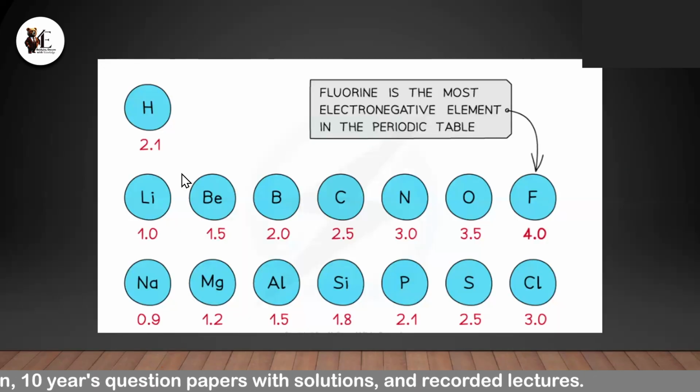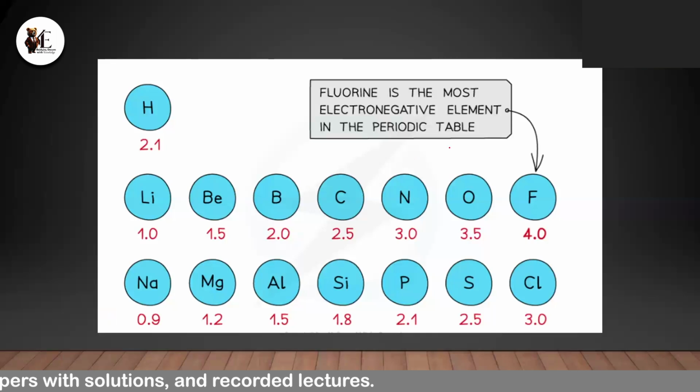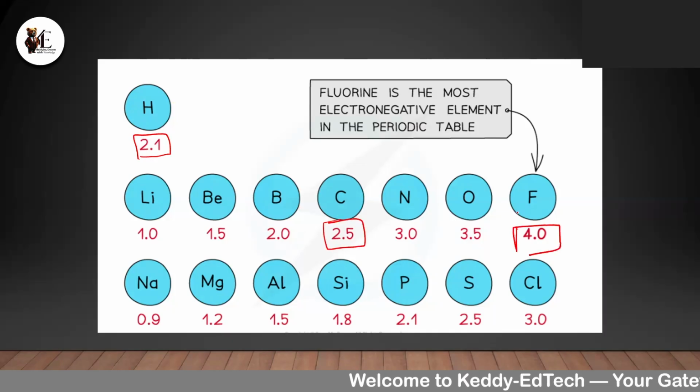So these are your Pauling electronegativity values. You need not remember the values, but you should have an idea which element is electronegative and which element is more electronegative. So hydrogen, its value is important, it's 2.1. Carbon, you should know it's 2.5. Fluorine, you should know 4.0. So fluorine is the most electronegative element in the periodic table.